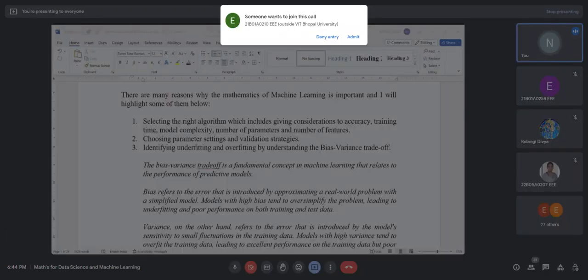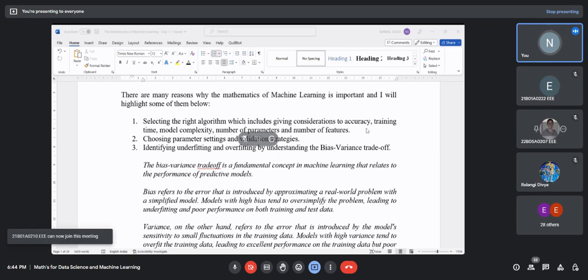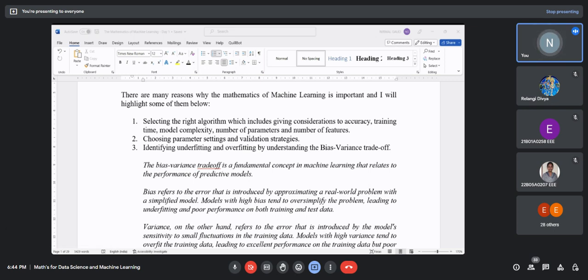Okay, so choosing parameter settings: every algorithm has a different set of parameters on which it is derived, on which it is working. For example, a linear model has a different set of parameters. If I take a non-linear model, for example decision trees or random forest, they have a different set of parameters. Those algorithms are built on different sets of parameters, and these parameters need to be input in the mathematical equations. You know that a general linear equation is y equal to mx plus c.